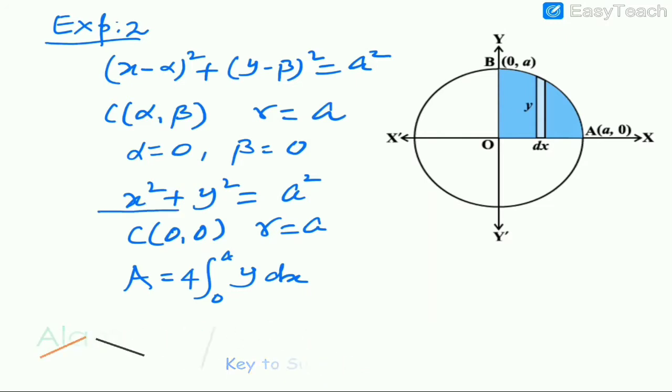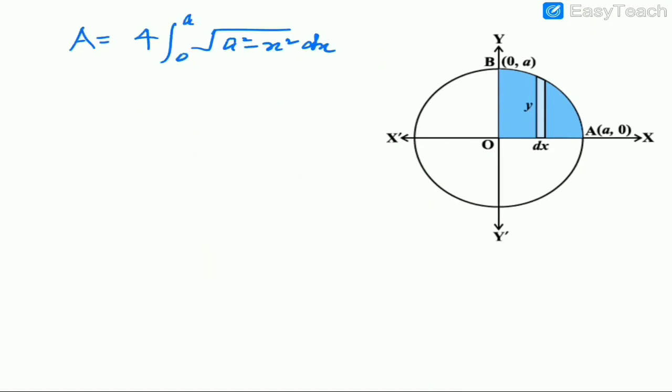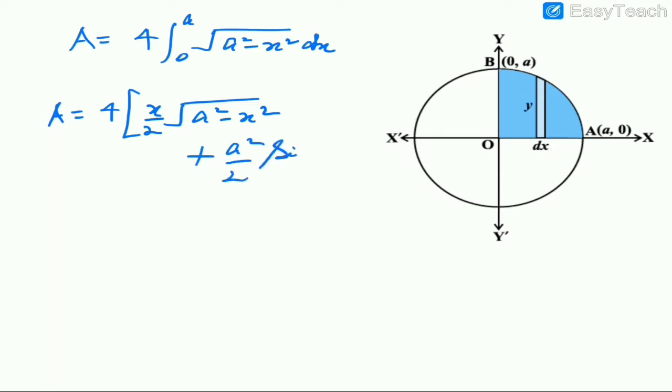Therefore, from the equation of the circle, y is equal to root of a square minus x square, dx. Therefore, A is equal to 4 times the integration of this function, which is x by 2 square root of a square minus x square plus a square by 2 sine inverse x by a.